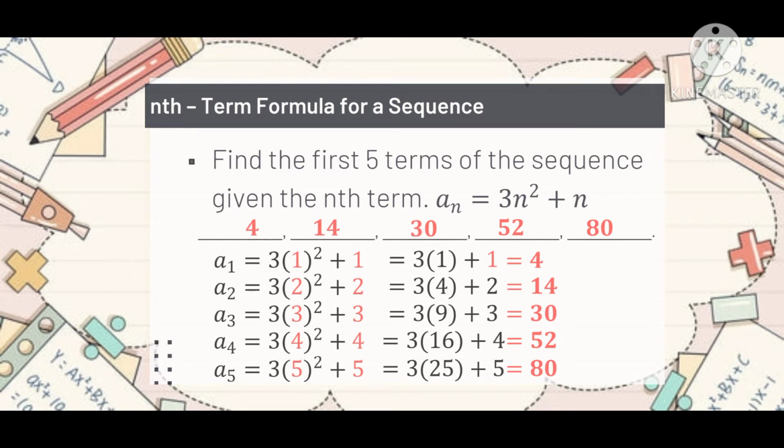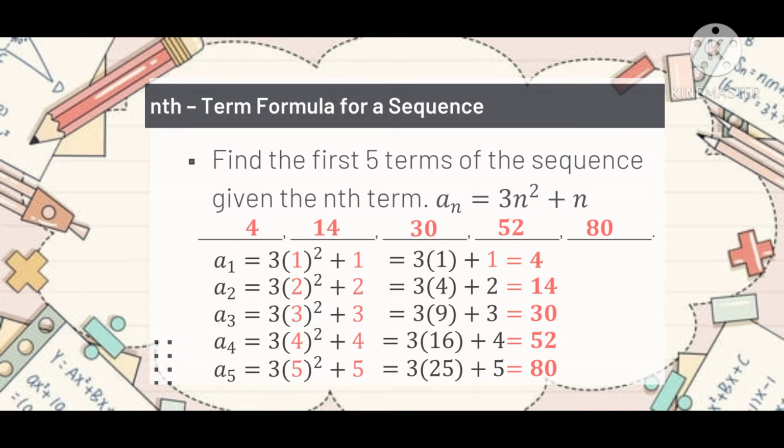At para naman sa ating n-th term formula for a sequence, we're just going to find the first 5 terms of the sequence given the n-th term. At gamit yung given na n-th term, papalitan lang natin yung n ng kung anong hinahanap. Like for example, a sub 1 is equal to 3 times 1 squared plus 1 is equal to 3 times 1 plus 1 is equal to 4. A sub 2 is equal to 3 times 2 squared plus 2 is equal to 3 times 4 plus 2 is equal to 14. And a sub 3 is equal to 3 times 3 squared plus 3 is equal to 3 times 9 plus 3 is equal to 30.